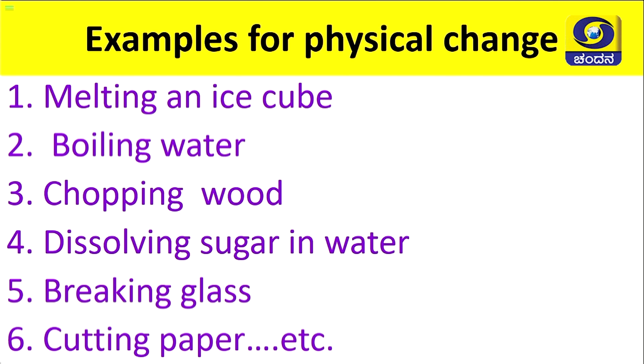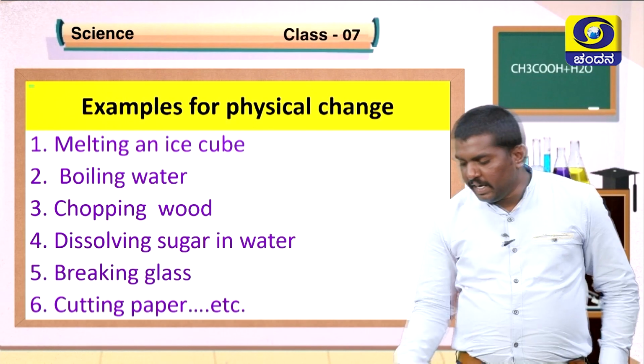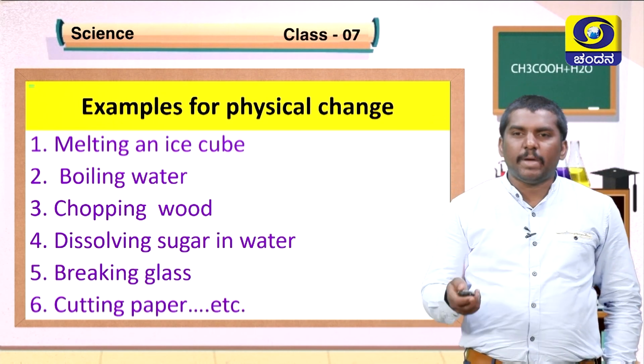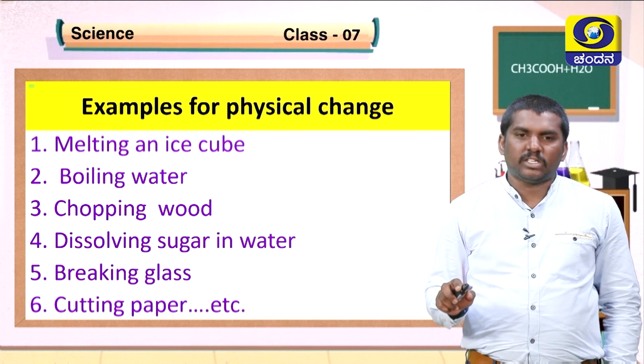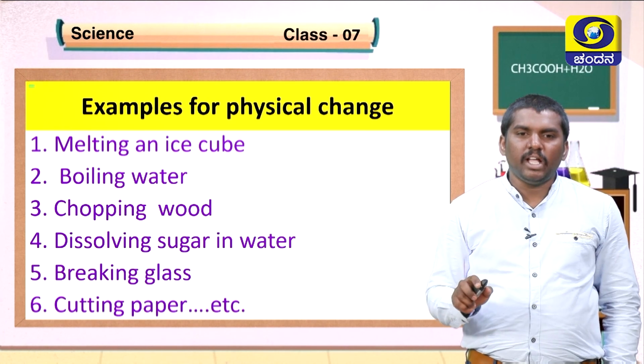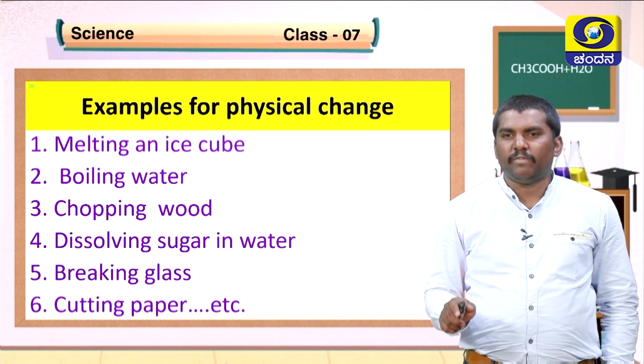Dissolving sugar in water. This is also an example of physical change. Here no chemical reaction is involved in dissolving sugar in water. Breaking of glass, there is no chemical change here. Breaking of glass is an example of physical change. Cutting of paper, if you cut the paper, it's just a physical change. Here no chemical reaction is observed, so cutting of paper is also a physical change.